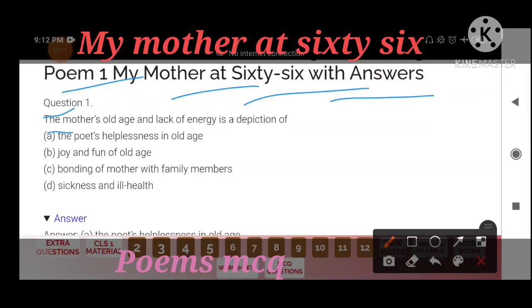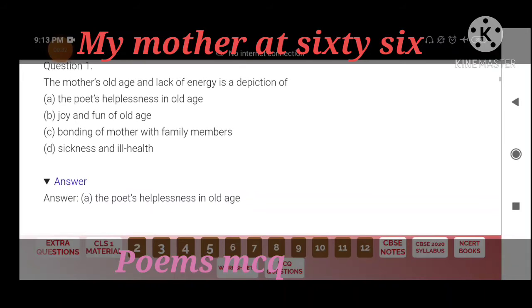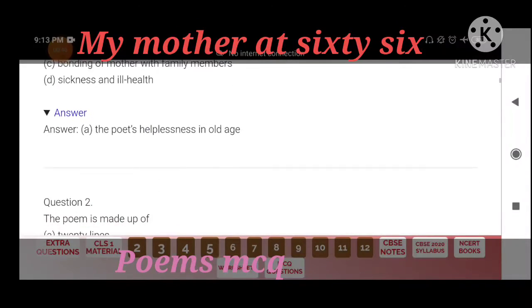Question number 1. The mother's old age and lack of energy is a depiction of the poetess' helplessness in old age, joy and fun of old age, bonding of mother with family members, or sickness or ill health. So you can see here the answer: the mother's old age or the lack of energy is a depiction of the poetess' helplessness in old age.